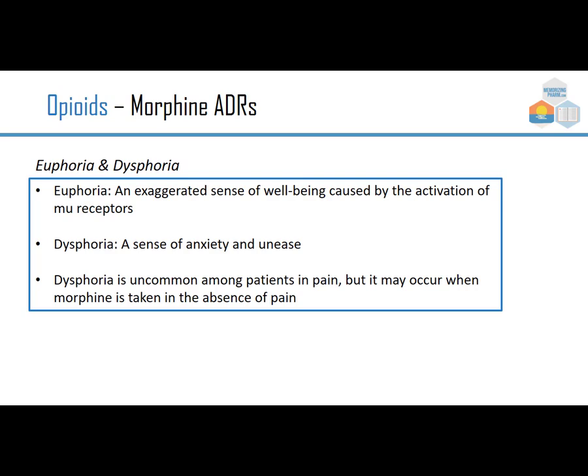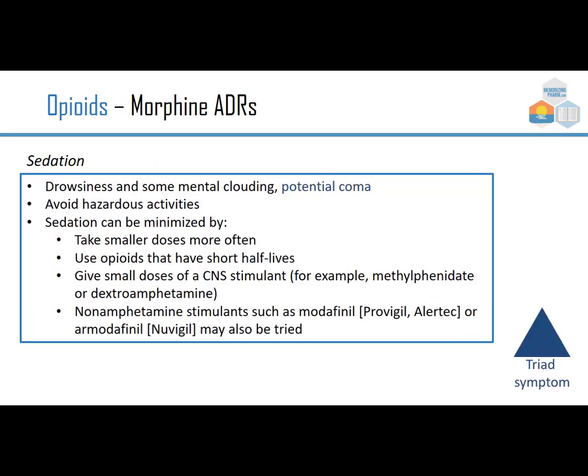Adverse drug reactions, so we worry about euphoria and dysphoria. So an exaggerated sense of well-being caused by the activation of mu receptors is euphoria. Dysphoria is a sense of anxiety and unease. And then dysphoria is uncommon among patients in pain, but it can occur with morphine in the absence of pain. Also, we'll see sedation, drowsiness, some mental clouding, potential coma. Avoid hazardous activities like driving.